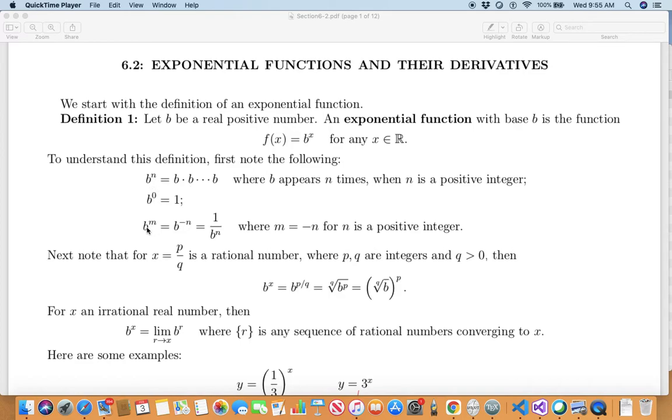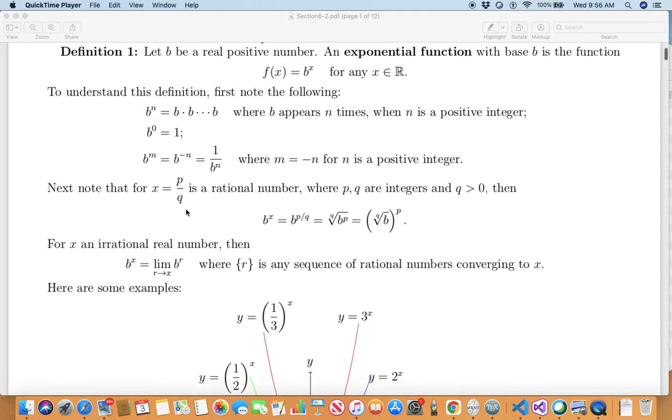Now, what happens when you have a negative integer as an exponent? Let m be negative n, where n itself is positive. So that means m is negative. So b to the power m is b to the power negative n, which is 1 over b to the power n. We already know what b to the power n is, so 1 over b to the power n we know. This is how b to the power a negative integer is defined. So we have covered integers so far: positive integers, 0, negative integers.